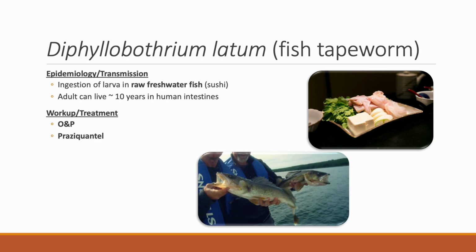Diphyllobothrium latum occurs from ingestion of larvae in raw freshwater fish such as in sushi, and when not treated, adults can live about 10 years in the human intestines. Workup includes ova and parasite test, with treatment being with praziquantel. Please keep in mind that praziquantel is the treatment of all of the trematodes and cestodes that we've covered so far.